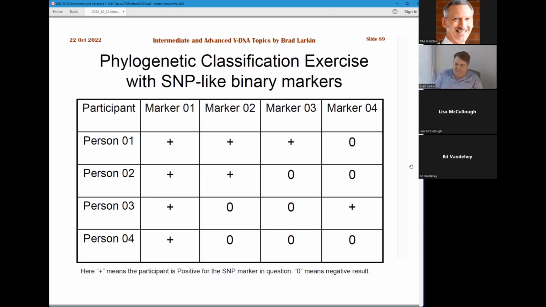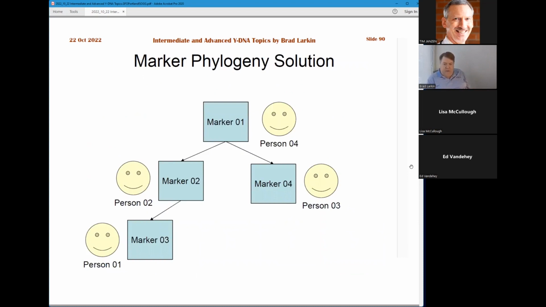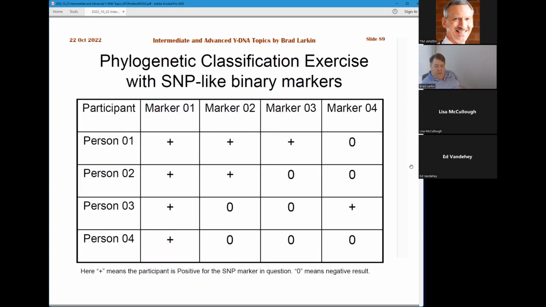Can we make a tree for these 4 people using these 4 markers? Yes. And that tree would look like this. Marker 1, everybody has it. Marker 2, only persons 1 and 2 do. Marker 3, only person 1 has it. Marker 4, only person 3 has it.